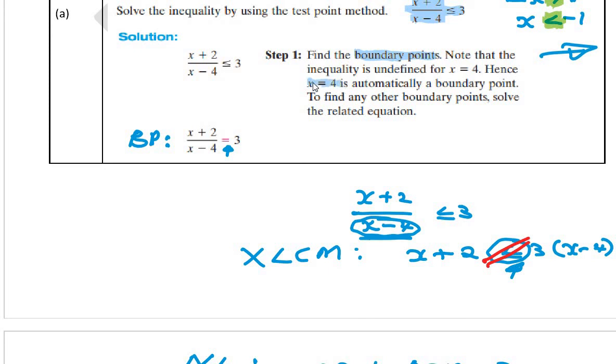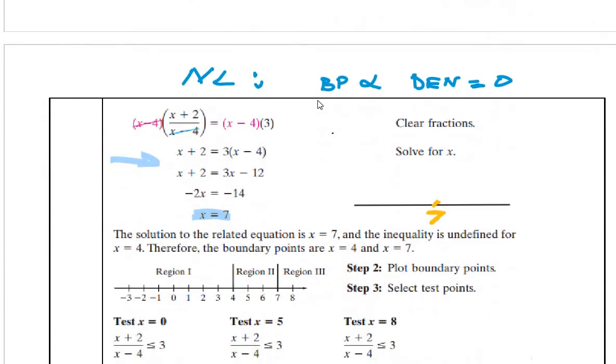That is where the problem is. It doesn't exist at 4 because we cannot divide by 0. So x cannot be 4, because if x is 4 there, we will divide by 0, and that we cannot do in mathematics. So we have two things: a boundary point and restrictions. And that's how easy it is.